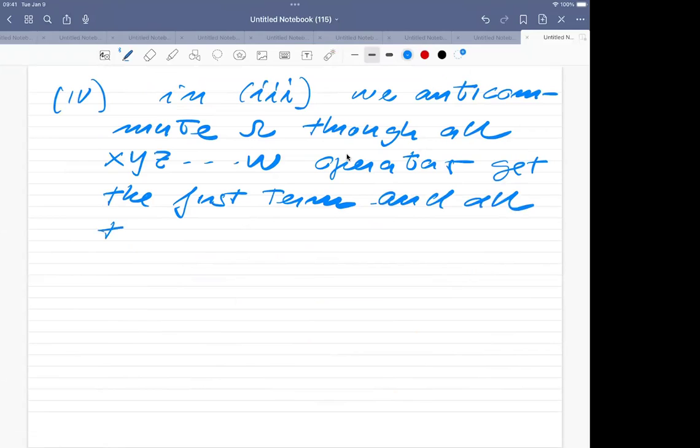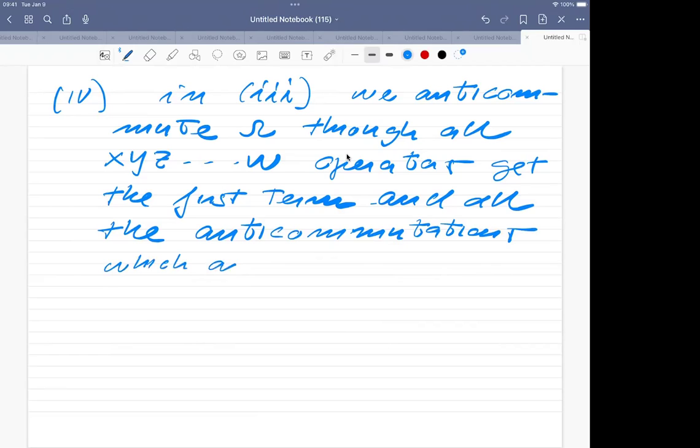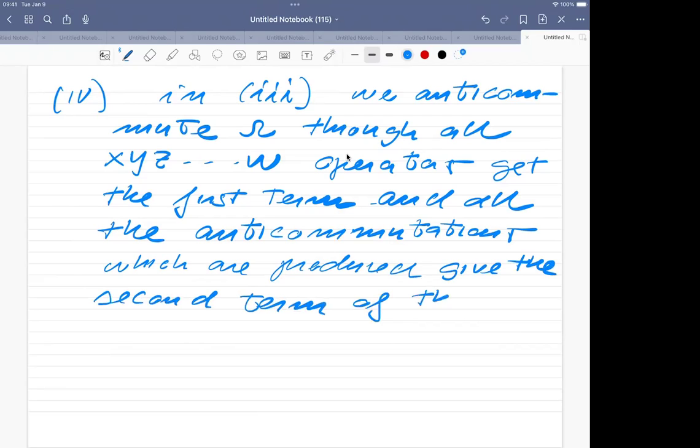And we're going to look at an example of that. So, all the anti-commutations which are produced when we shift the operator give the second term of the lemma.